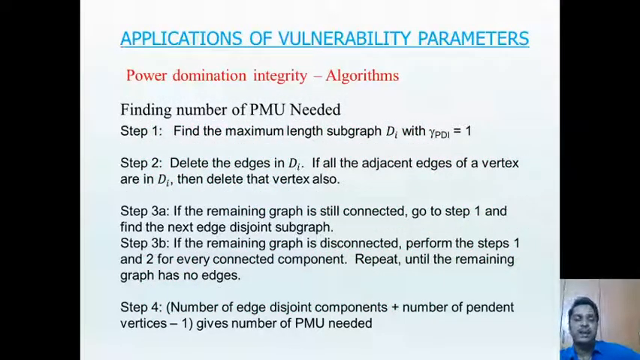First, we split the problem into 2 parts. The first part is to find the number of PMUs needed to observe the vertices. The second part is to find where they should be placed. To find the PMUs needed, find the maximum-length subgraph D_i with gamma_P(D_i) equal to 1. Delete the edges in D_i, and if all the adjacent edges are in D_i, delete that vertex also. Repeat the step until there is no such one. The number of edge-disjoint components plus the number of connected vertices minus 1 gives the number of PMUs needed. Now we have found the number of PMUs needed to observe all the vertices in the power network.